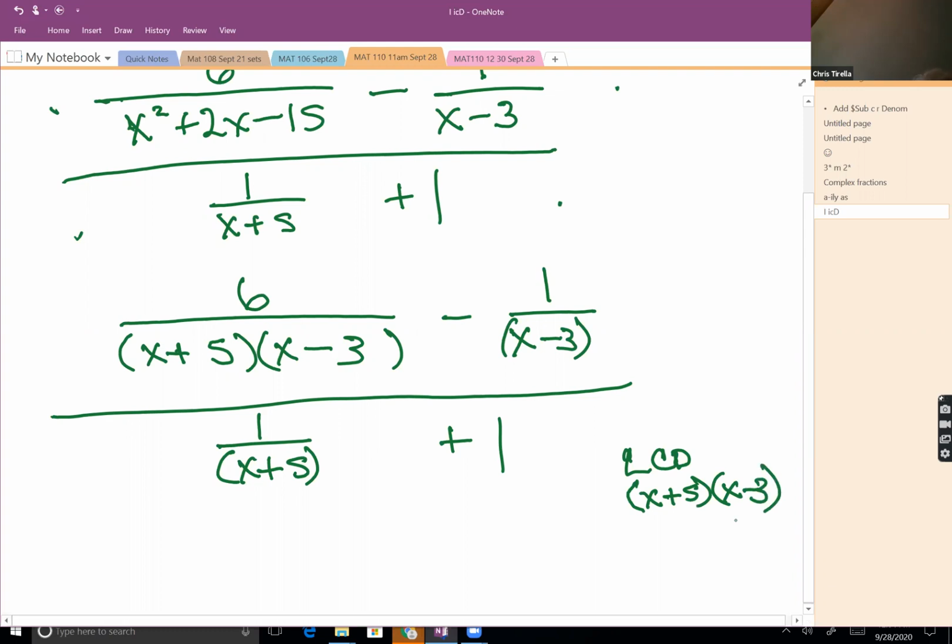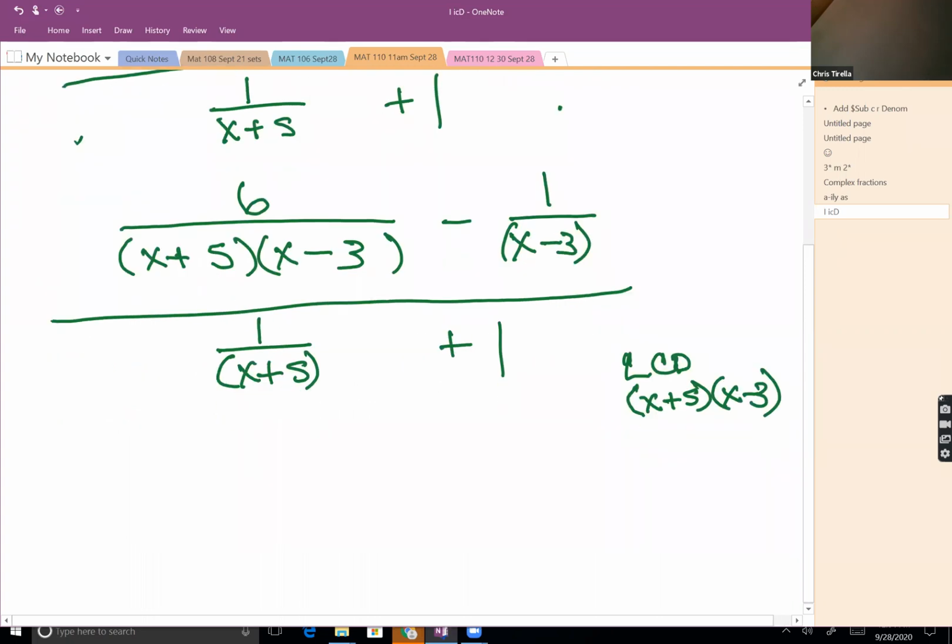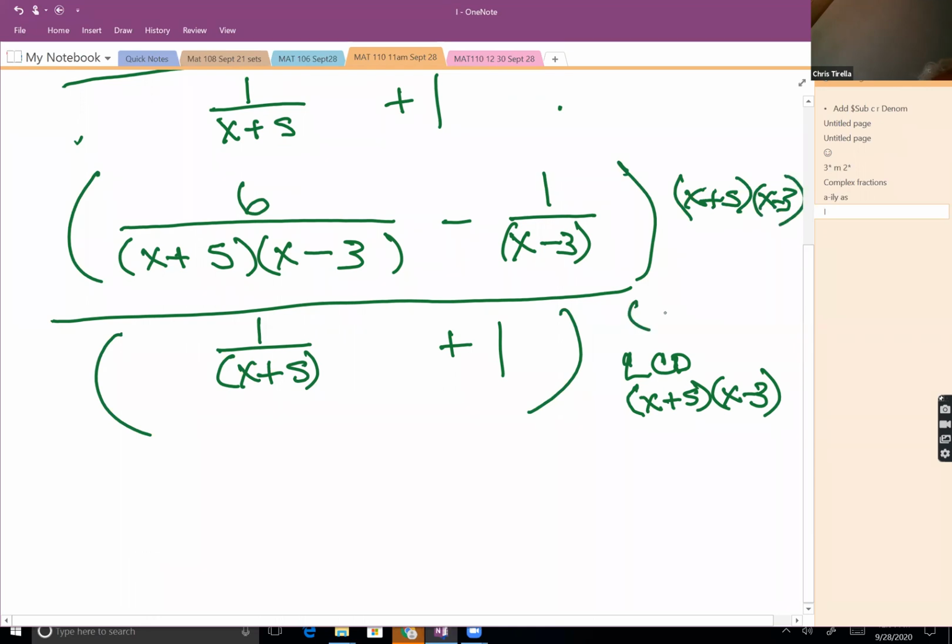And since we've chosen that common denominator, I'm going to be a real little bit lazy. With the fraction that we have written here, I'll show that we're going to take both numerator and denominator and multiply it by x plus 5 times x minus 3. Is everybody okay with that decision? Multiply top and bottom by the common denominator.